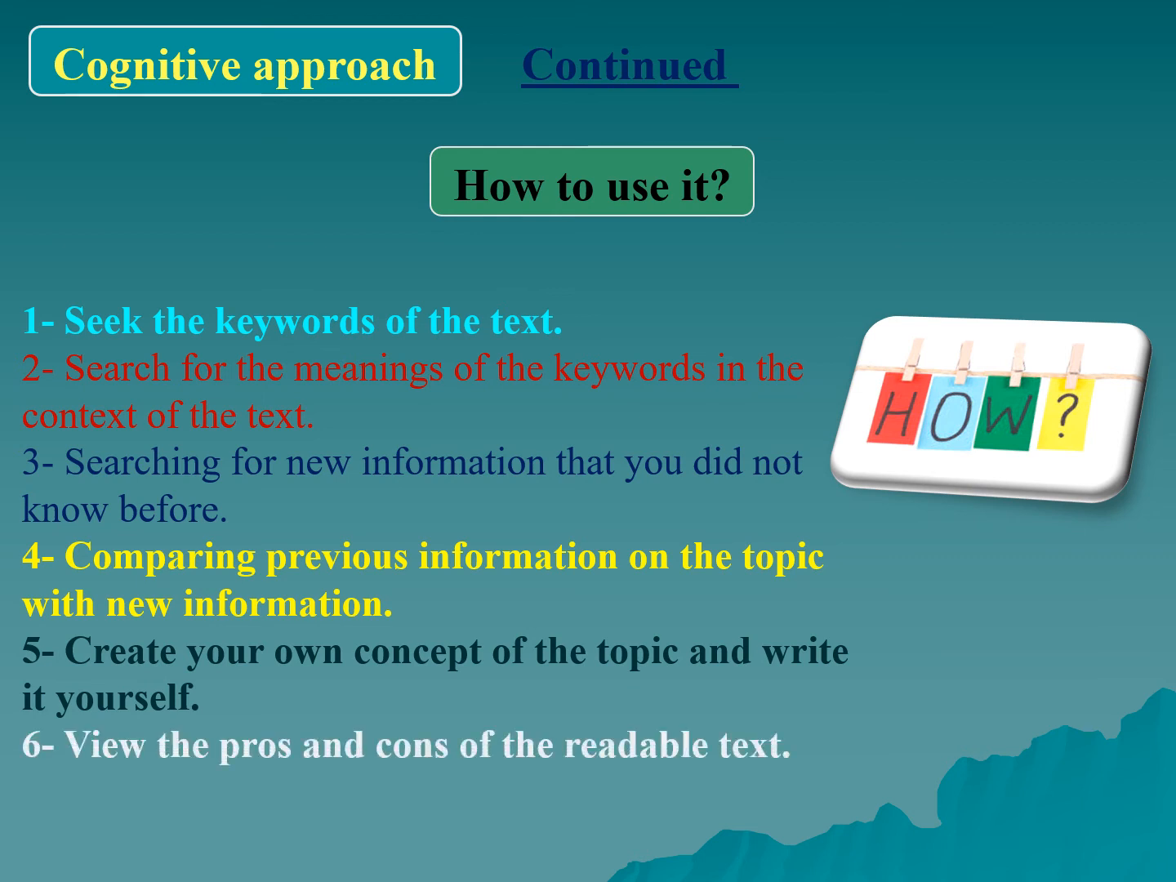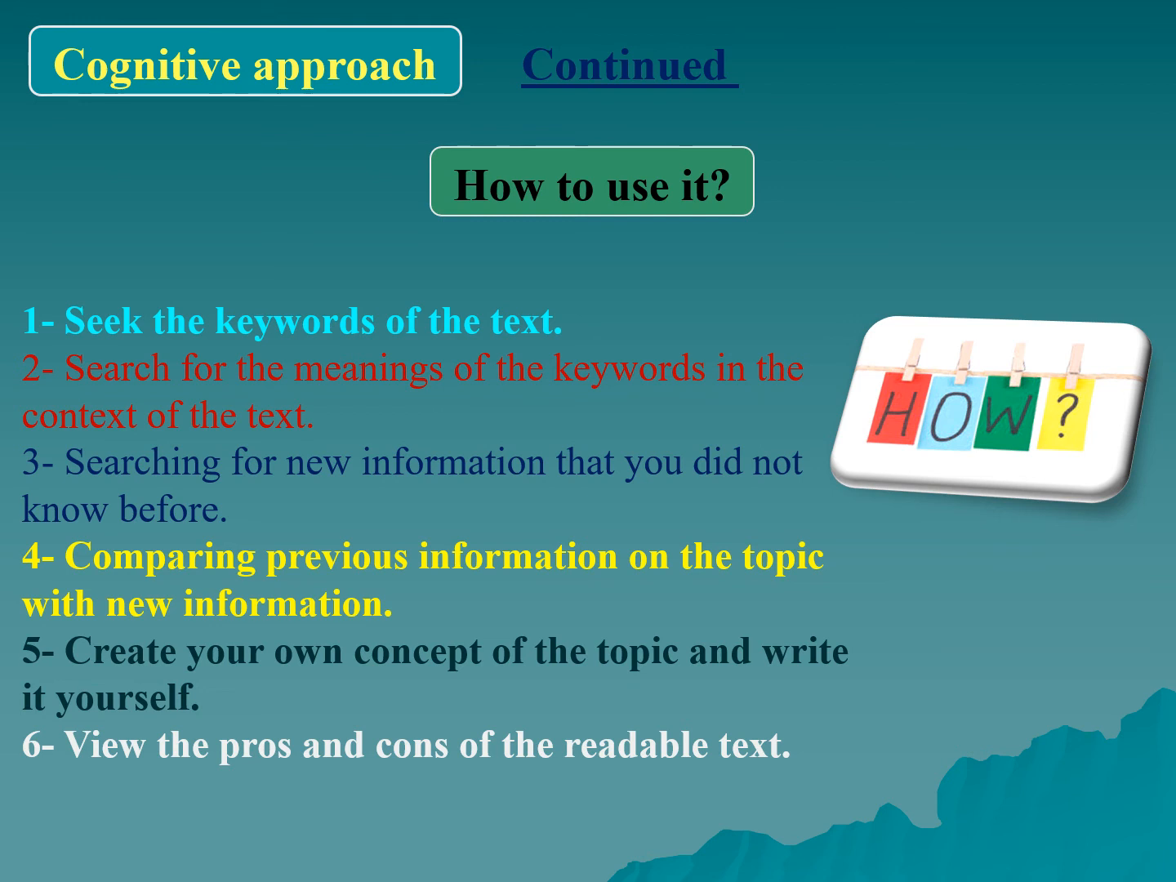Then view the pros and the cons. Pros means positives, and cons negatives, of the readable text. So analyze the advantages and disadvantages of your text. This is very important to differentiate between the key important things in your text and the things that you don't need to know, and the drawbacks of this text, to know more and search for other texts that support your point of view about this text.